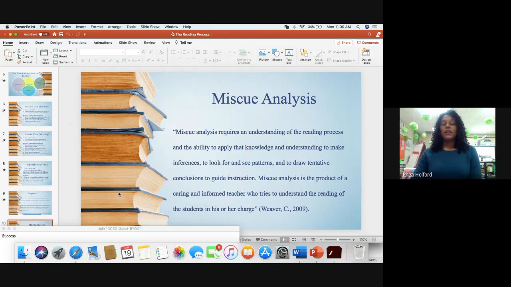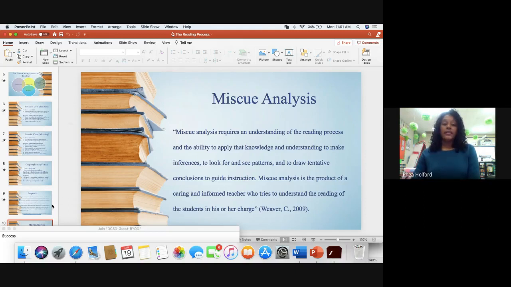So we're going to also discuss miscue analysis. It is important to know miscues of students when they're reading. Miscue analysis requires an understanding of the reading process and the ability to apply that knowledge and understanding to make inferences, to look for and see patterns, and to draw tentative conclusions to guide instruction. Miscue analysis is the product of a caring and informed teacher who tries to understand the reading of the students in his or her charge.